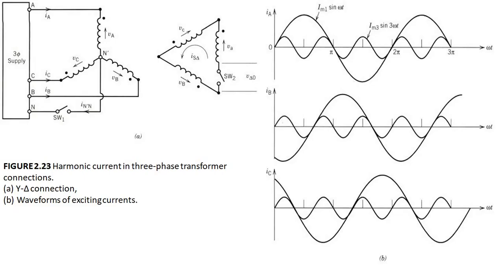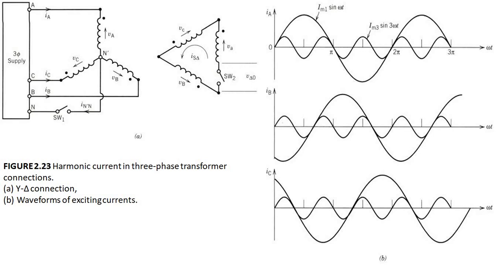For the input side, the primary is a star connection, then the secondary output is a delta connection. The harmonic current in a three-phase transformer, first one is a star to delta connection, second waveform for exciting current. This current waveform is represented by the normal sinusoidal waveform Im1 sin omega t. Then Im3 sin omega t is the third harmonic. The third harmonic creates a more effective reactance level. So then the third harmonics in IB and IC.